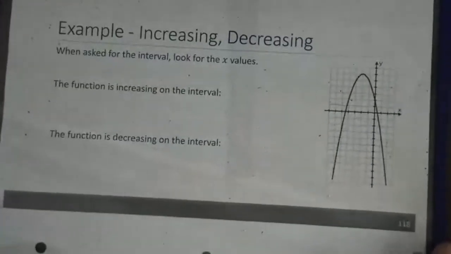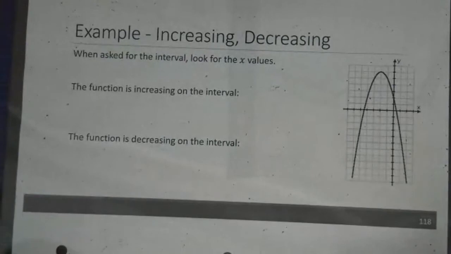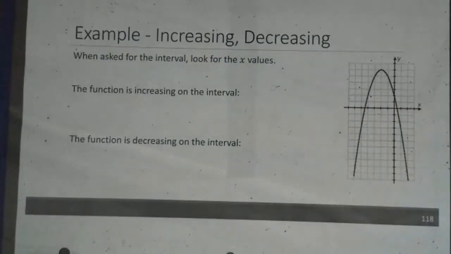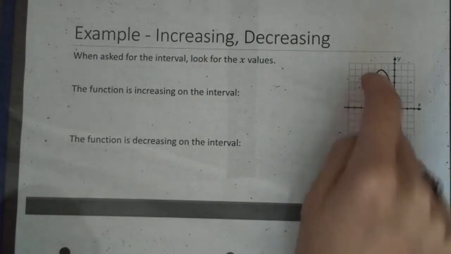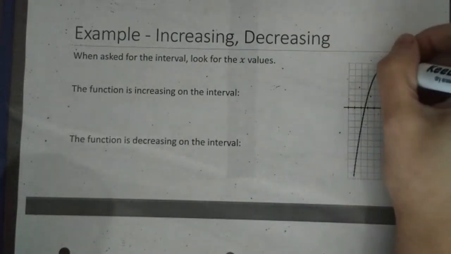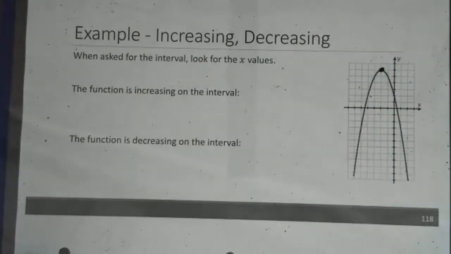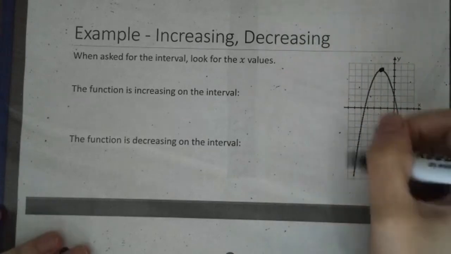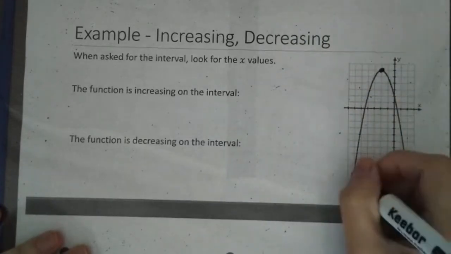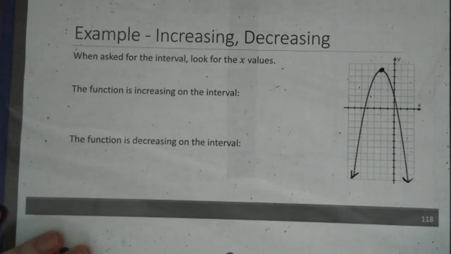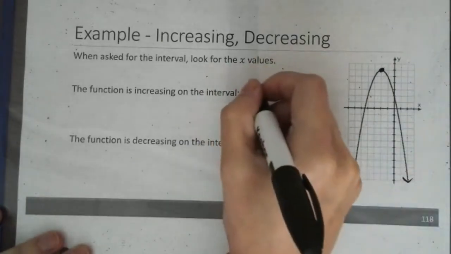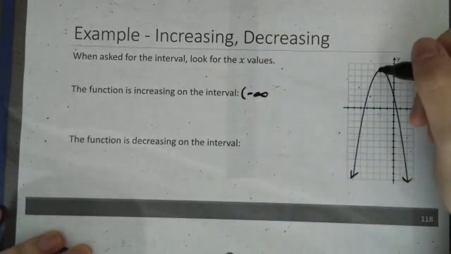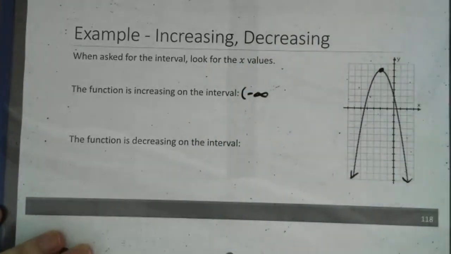So here we have a graph, and we want to figure out when are we increasing and when are we decreasing. So from the very start, we're increasing, increasing, increasing, increasing, increasing until we get here, and then we start decreasing. So the way we write the interval for which we're increasing is, what are the x values that we're increasing for? We're going to assume this graph has arrows because it looks like it should. And we are increasing from negative infinity until we get to this point, which has an x value of -2.